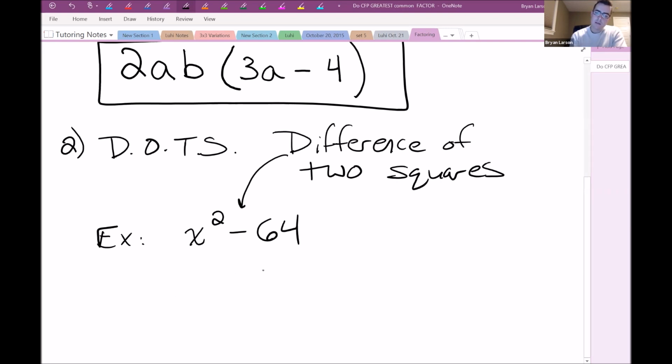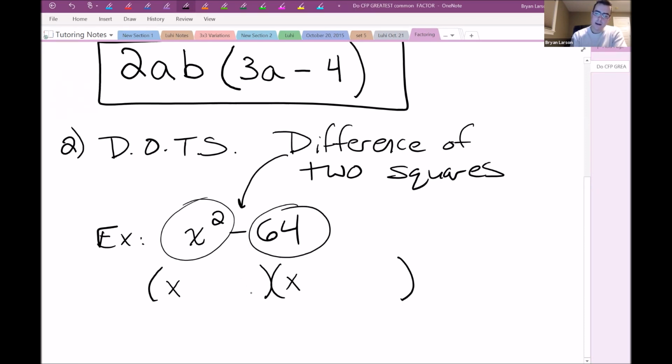The way that we do this, we form this double bubble. Okay, square root of x squared is just x. We put that in the first spot for each one of these. Square root of 64 is 8. And for the difference of two squares, we're putting 1 plus and 1 minus. And that's it, okay? So you just take the square root of each term there, and 1 plus, 1 minus, fill it into your double bubble. And there's going to be our answer, okay?